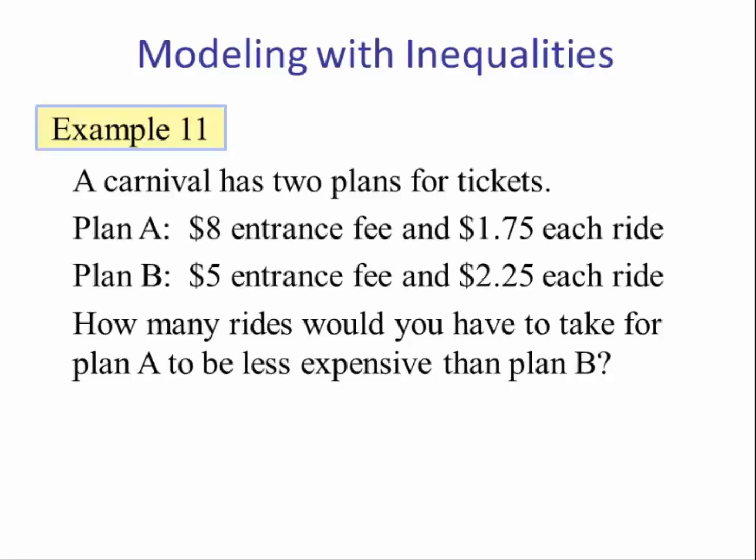Example 11. A carnival has 2 plans for tickets. Plan A is $8 entrance fee and $1.75 for each ride. Plan B is $5 entrance fee and $2.25 for each ride. After how many rides would you have to take for Plan A to be less expensive than Plan B?